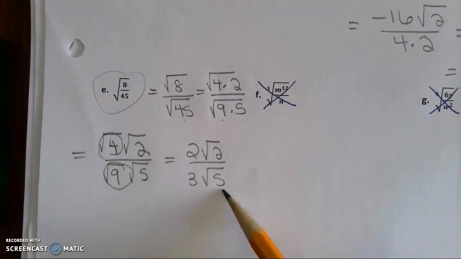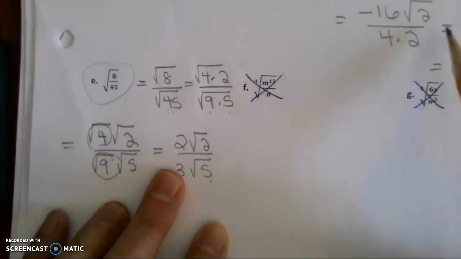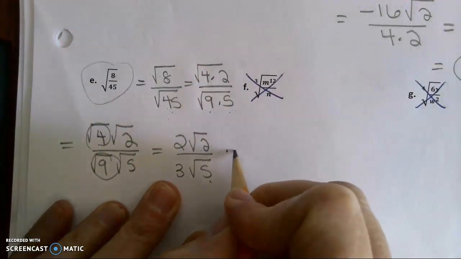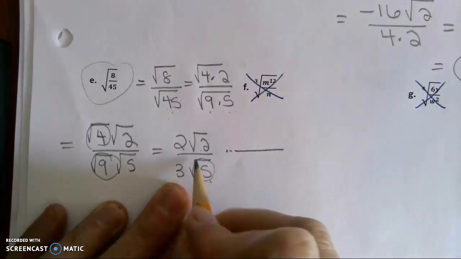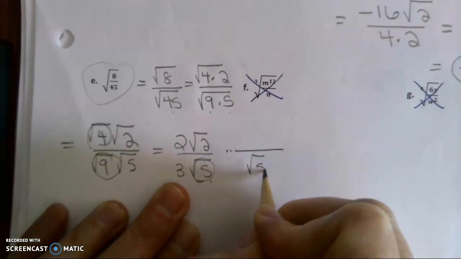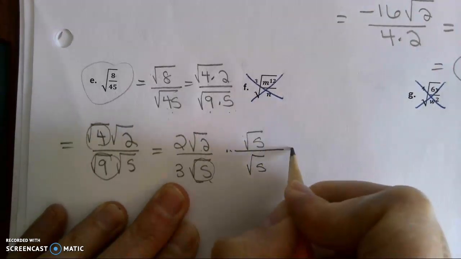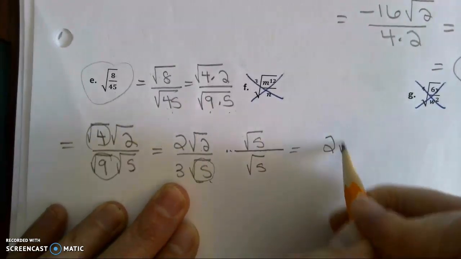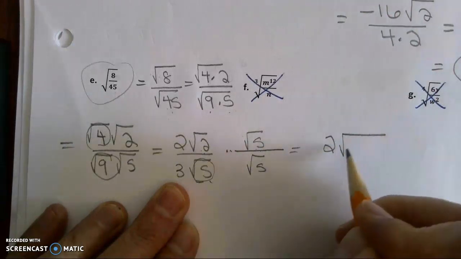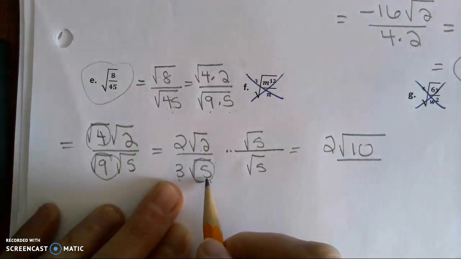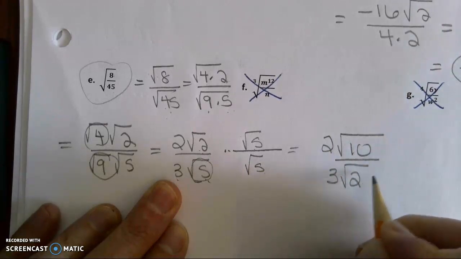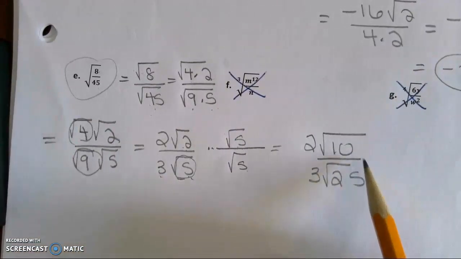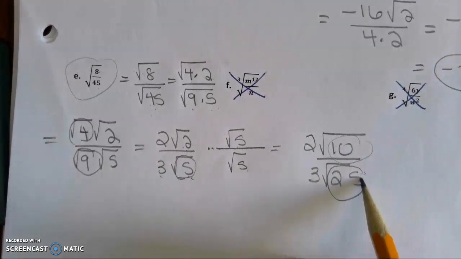Again, we cannot have a radical in the denominator, so now we're going to do the same thing as we did above. We're going to multiply by 1. I'm going to multiply both the numerator and denominator by square root of 5 so that this becomes a perfect square. So I get 2 times the square root of 2 times the square root of 5, which gives me 10. And 2 times the square root of 5 times the square root of 5 gives me 25. This does not simplify, but this one becomes 5.